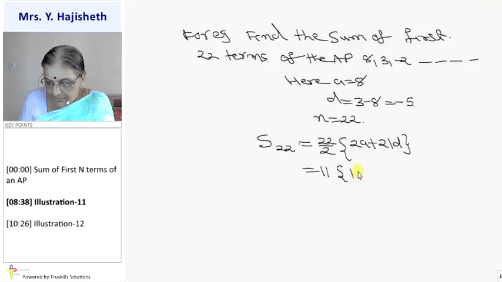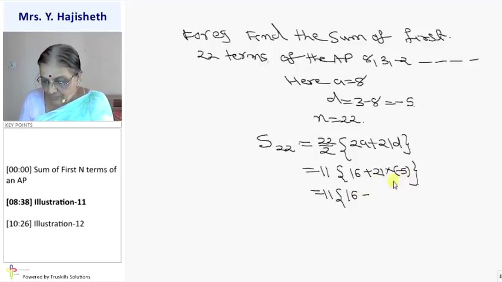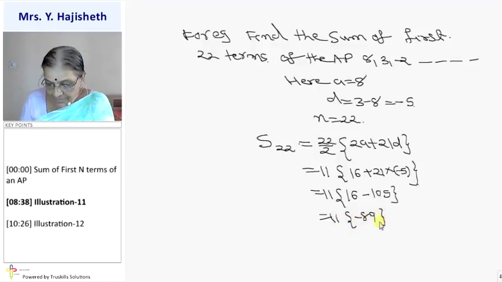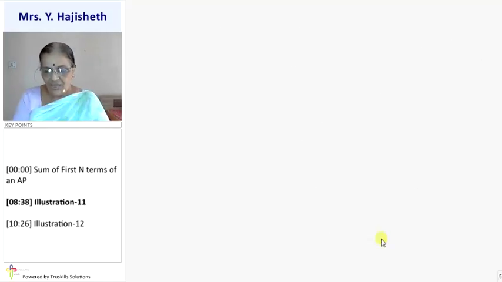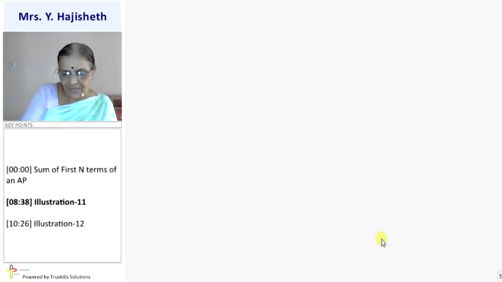Now I put the values. 22 by 2 is 11. Inside will come 2a, that is 16, plus 21 times d, that is minus 5. Keep the bracket. 11 into 16 minus 21 into 5. So 105. 11 into 16 minus 105. So minus 89. When I multiplied 89 with 11, my answer is minus 979. Clear?